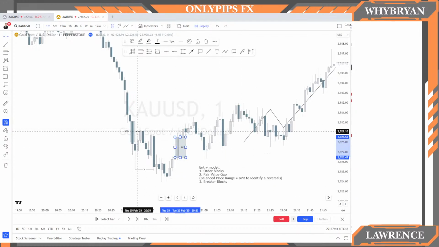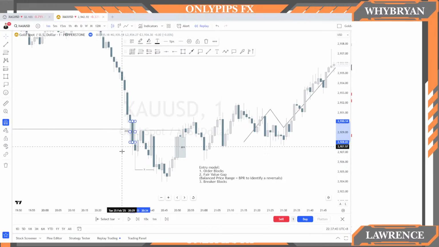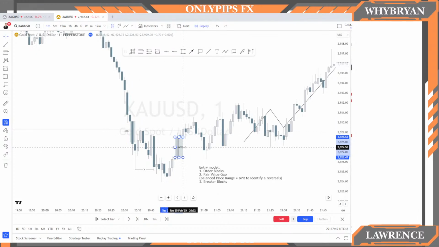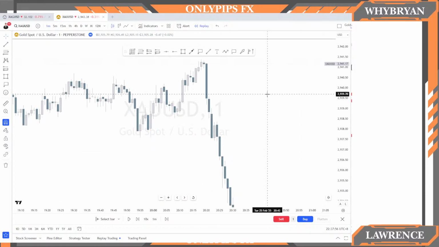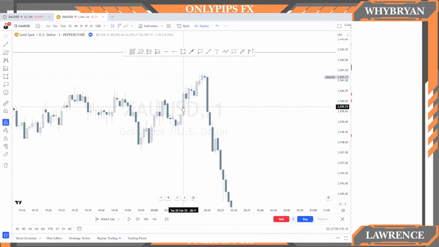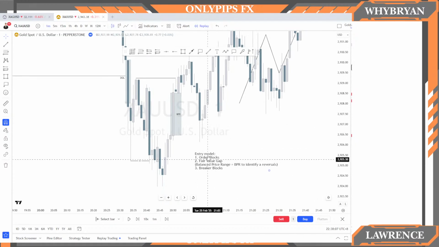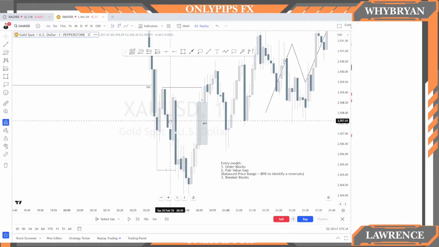So a balanced price range: if you are looking for a reversal on the bullish side, it should be a bearish fair value gap, then the next one will be a bullish fair value gap. If you are on the bearish side, it should be a bullish fair value gap first, then a bearish fair value gap out. So this is the difference between a bullish side and a bearish side. So we have this BPR.